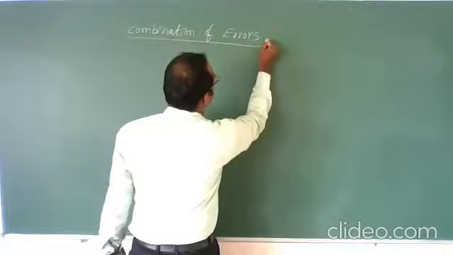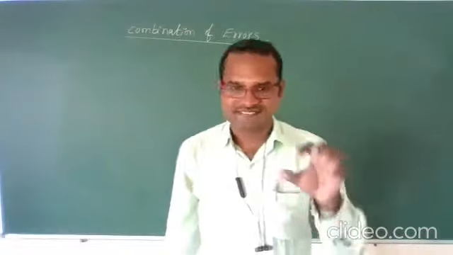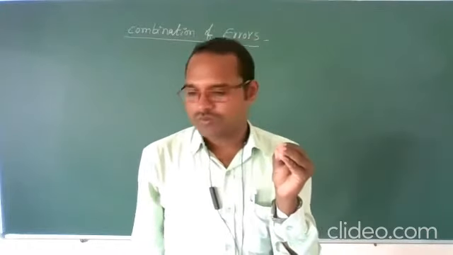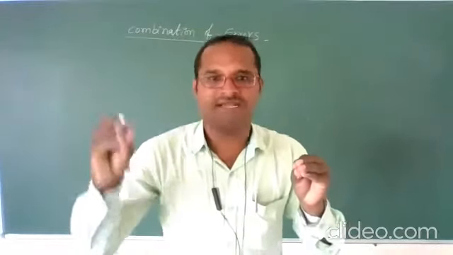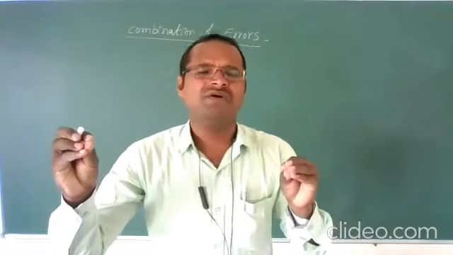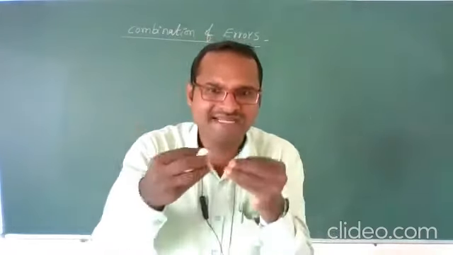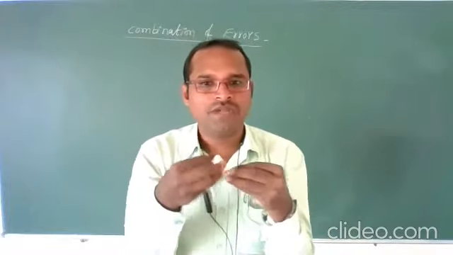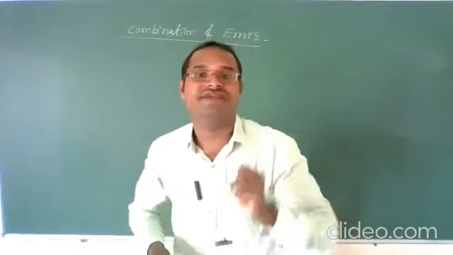Combination of errors means if one person has done an experiment, he will get some error. Now, in another experiment he has done, there also he will get some error. If you want to get something by adding these two, then he has to add the errors also at that time.